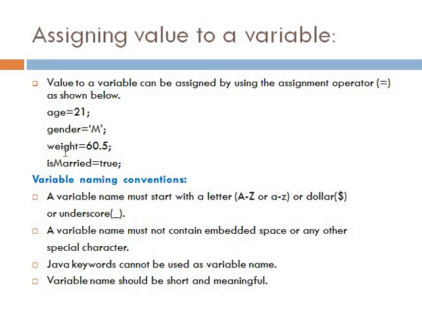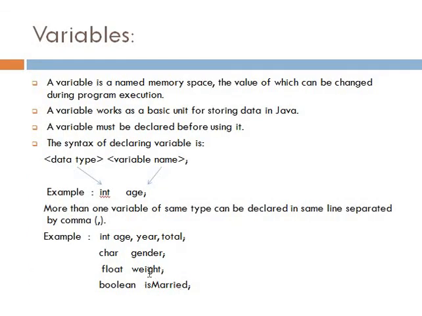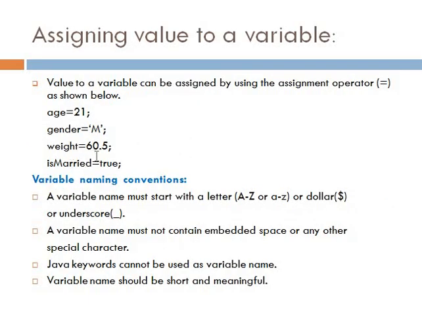Then see below, the variable weight has been assigned a value 60.5. Now since I have declared the variable weight to be of float data type, it can represent real numbers, and real numbers can also comprise fractional values, which include the decimal portion. So this decimal number 60.5 can be easily assigned to the variable called weight.